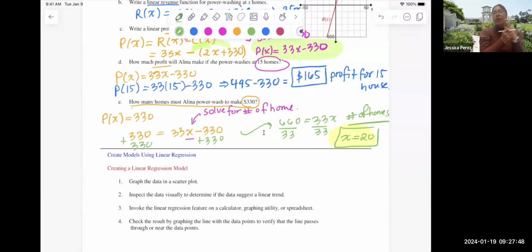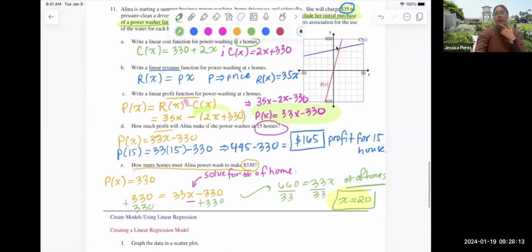So these application problems are very consistent in the format of using that same linear cost function, revenue function, and using both of these to create a profit function. Okay, if you have any questions, by all means, reach out. This diagram that we have here, it just shows the intersection of the two. So there's your cost and there's your revenue.